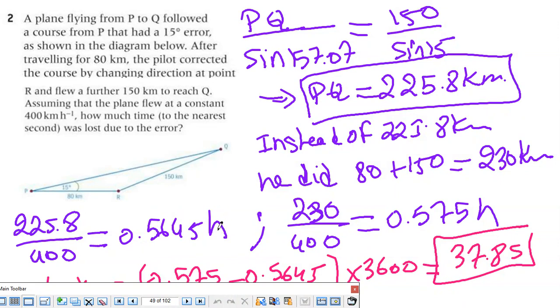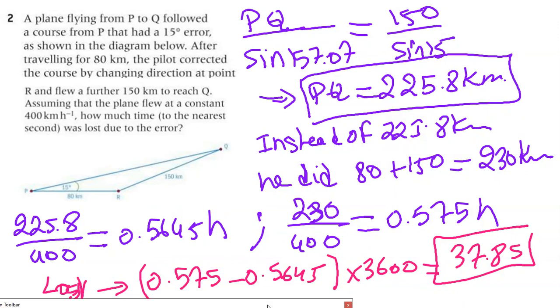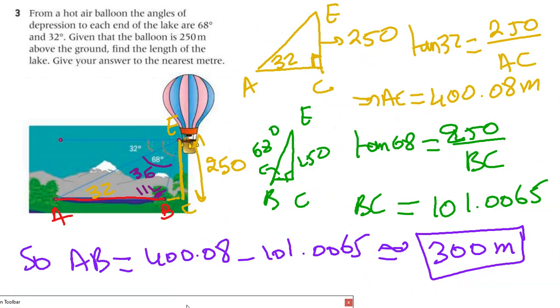0.5645 hours. But how much he really took to travel, it's 230 over 400, so he took 0.575 hours. They need the difference in seconds. So first we need to subtract, times 3600 to convert from hours to seconds. And then we see the error was the loss of time.